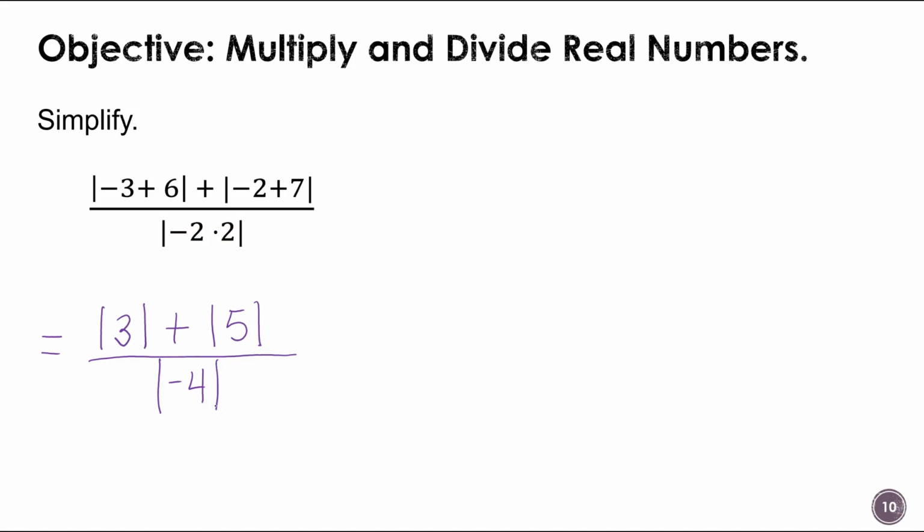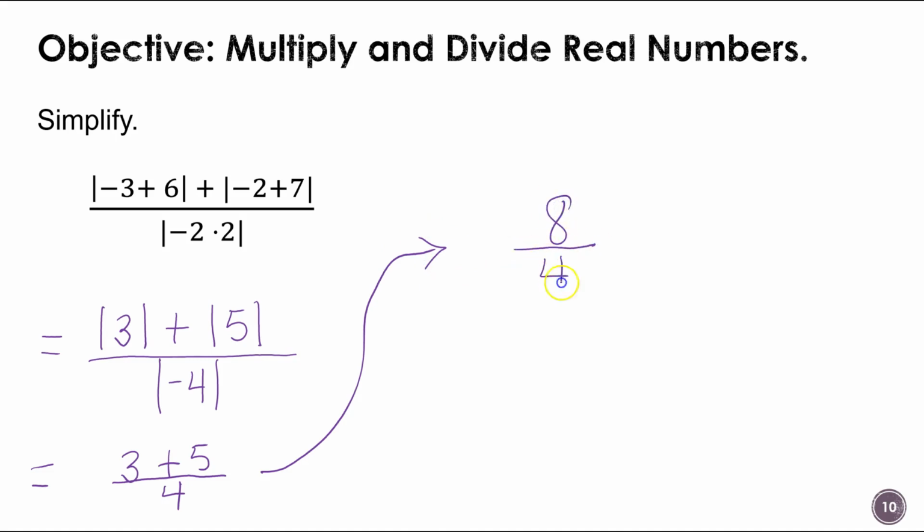So now I'm just going to simply take off my absolute value bars. In the numerator, I will have 3 plus 5 because when I take the absolute value of a number, it's positive. The absolute value of negative 4 is 4. Okay, so let's go up here. And I will have 8 in the numerator over 4 in the denominator, and that leaves me with an answer of 2.